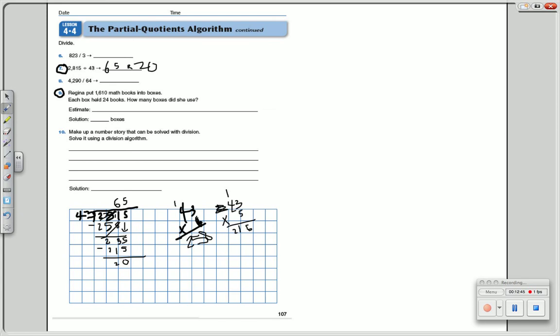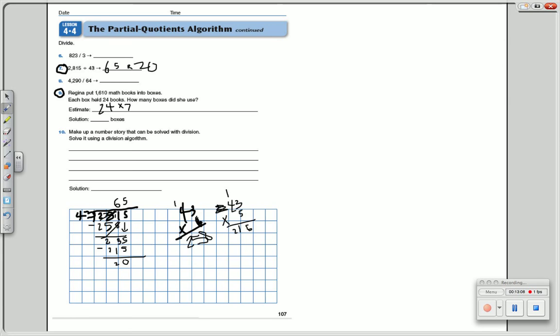Last problem we're going to solve together. Regina put 1,610 math books into boxes. Each box held 24 books. How many boxes did she use? So for this problem, I'm also going to do my estimation as a multiplication problem. You don't have to do it like that. I got to see how many times 24 goes into close to 1,610.